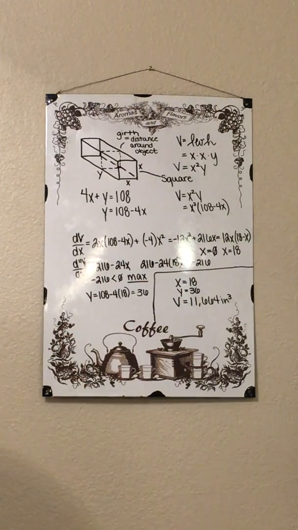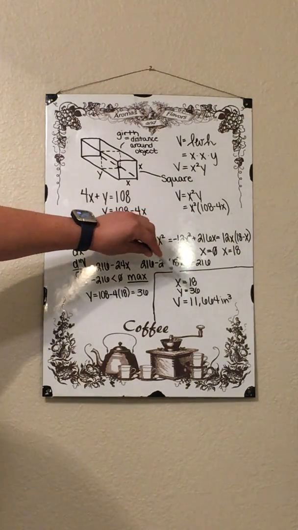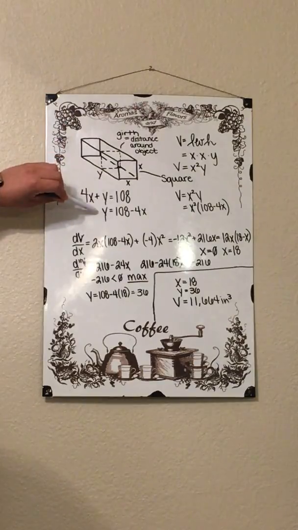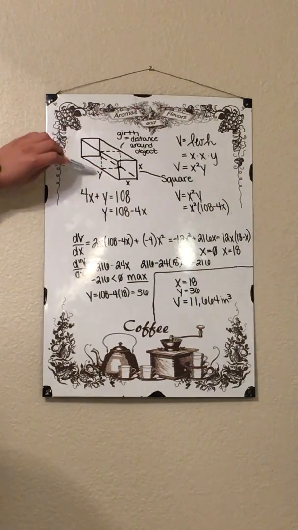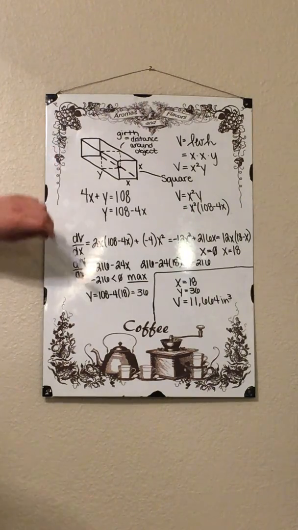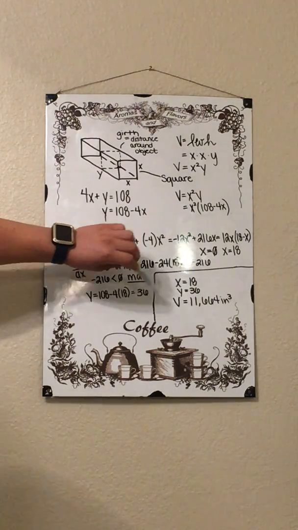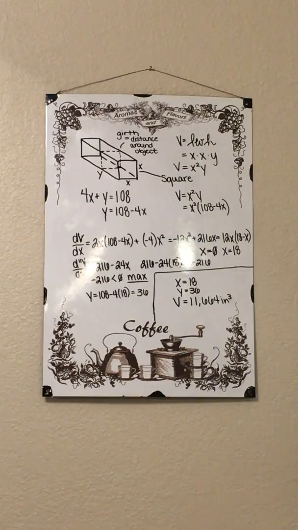18 inches. Now that we have the width and the height, we can substitute this into our original equation of y equals 108 minus 4x in order to find the y segment of our box, which is the length. That is equal to 36 inches, which gives our box a total volume of 11,664 inches cubed.